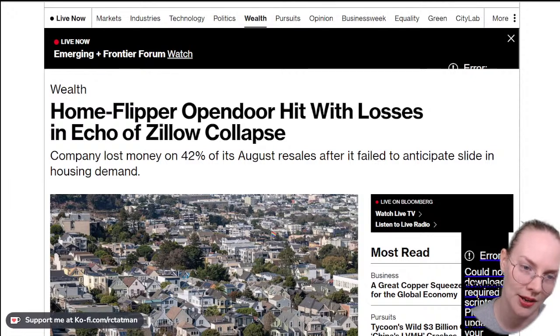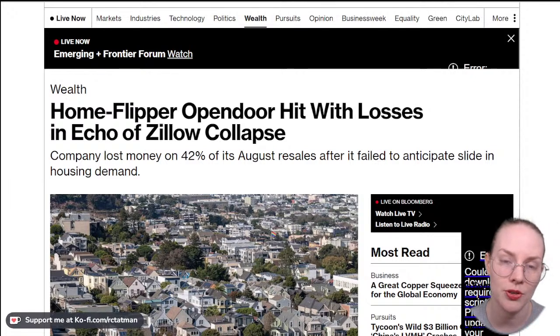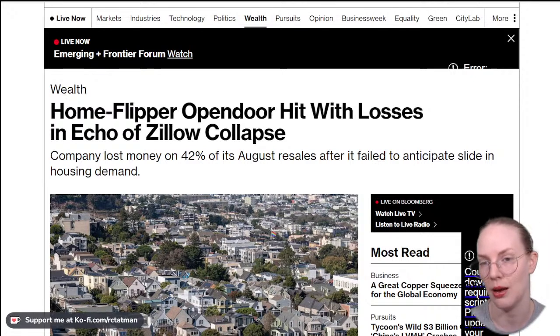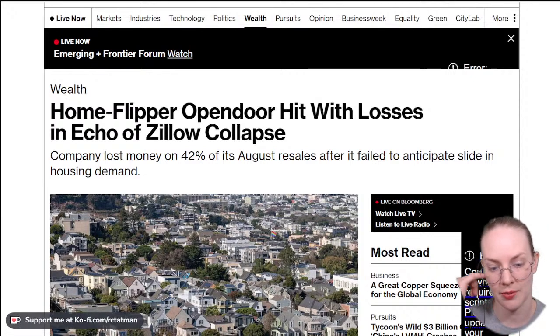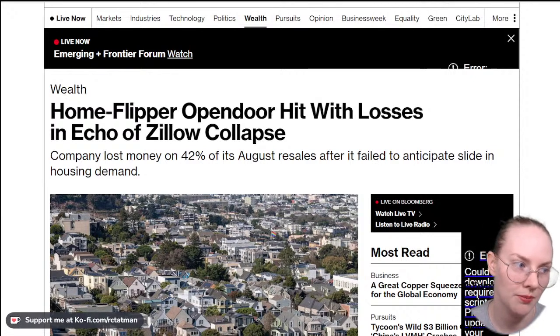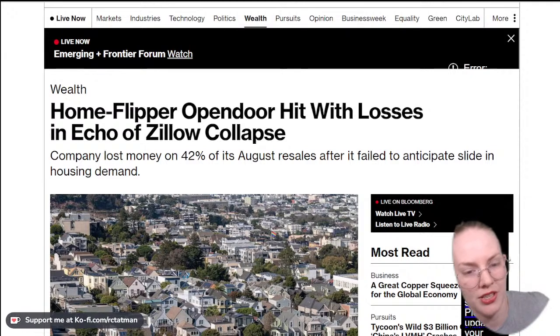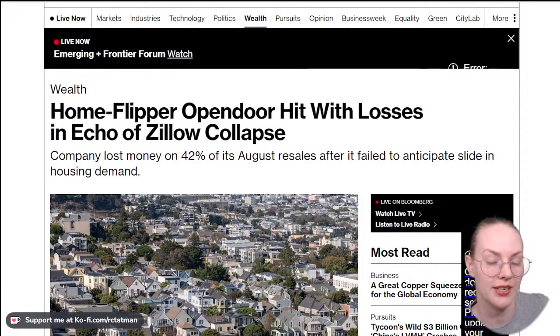And another company, Opendoor, so this is house flippers, buy houses and then fix them up and then sell them for a profit, also tried to do that, using machine learning to try and identify properties that would be a good deal. And they also lost a lot of money. The company lost money on 2% of its August resales after it failed to anticipate a slide in housing demand.